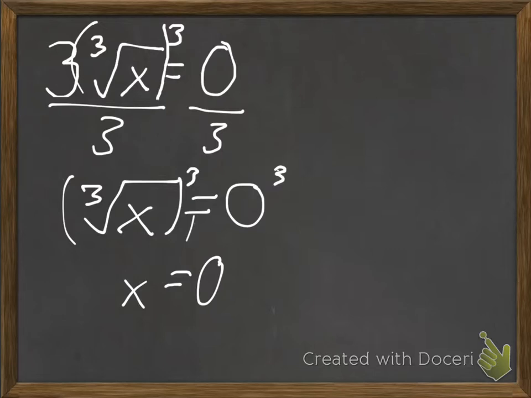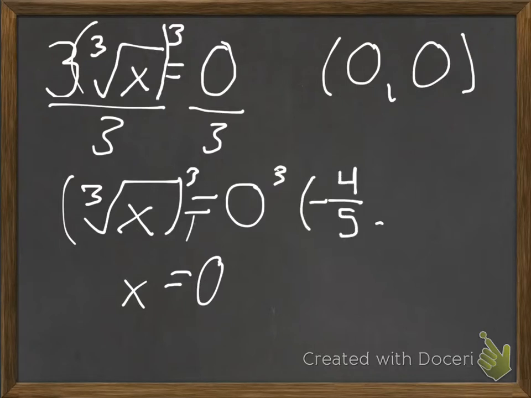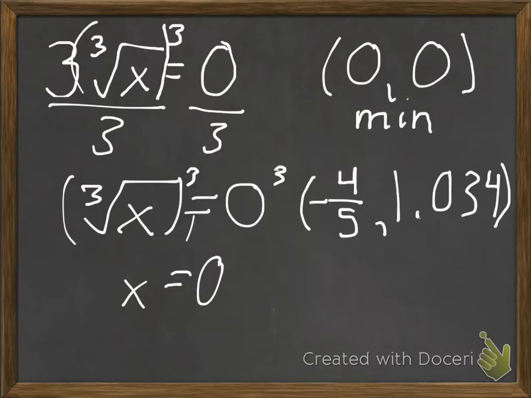Alright, so now that you have these 2 points, you know your minimum and maximum, and you know the critical points. So you'll have (0, 0), and the other one will be (negative 4/5, 1.034), or 12/25 times 10 to the 1/3, but either way. And you know which one's your min and which one's your max due to the y value. So you know that the 1.034 is bigger than 0, so therefore it's your maximum. And that's all you do for this problem, and there you go.